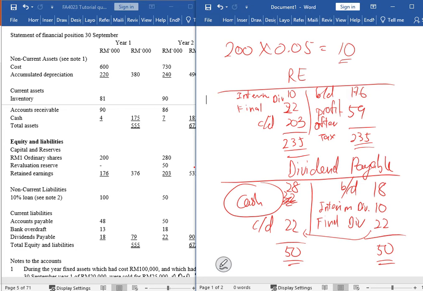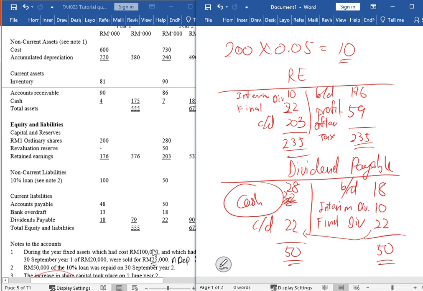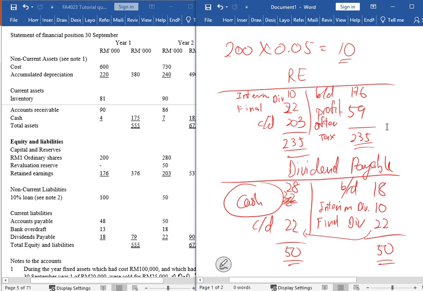If you want to look for profit before tax, means you have to add back your tax. Okay? But in this question, if you look at here, just now they mention taxation has not been allowed, therefore ignore tax. So it means that this company no tax. So this is profit before tax already, because they have not been taxed. You guys okay? So here you have how many figures you need? Basically, this one 59. This will be your profit before tax. Okay, and this 22. This will be your dividend.